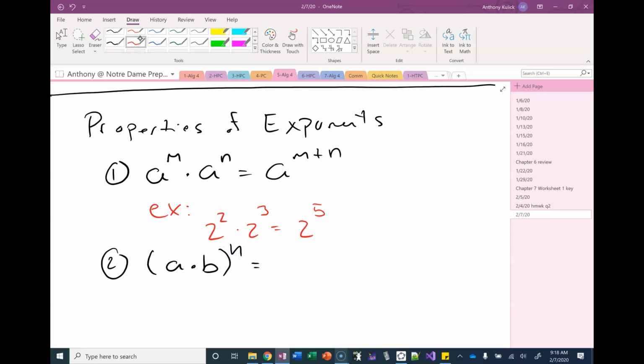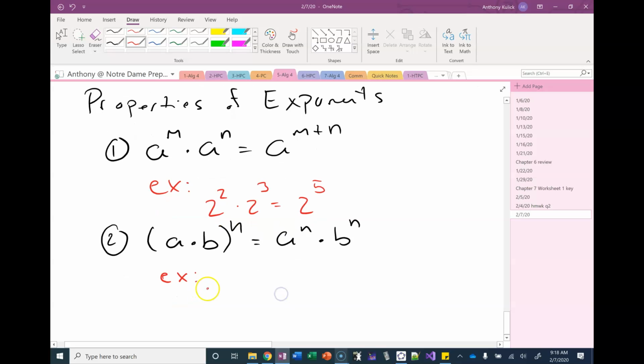So if I have a times b to the n, that's the same thing as a to the n times b to the n. So for example, if I have 2 times 5 to the third, that's just 2 to the third times 5 to the third. Everybody okay there?